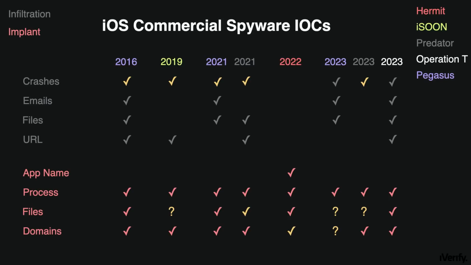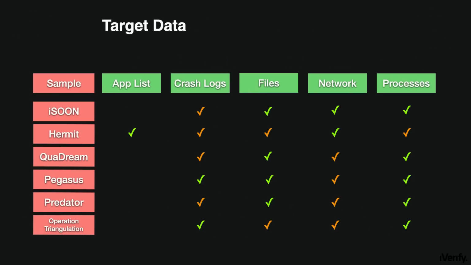Now, if we sort this a little differently, by category, there are a couple of interesting data categories that we need to get from a device if we want to detect such commercial spyware. We would need to be able to gather an application list in order to detect Hermit. We want to detect crash logs in order to find the initial infiltration of a lot of these samples. If we get access to a file list, we can find some of the files which are left behind. Network data is always used in terms of command and control infrastructure. And if we get access to a process list, we would be able to find a lot of those samples running live on a device.